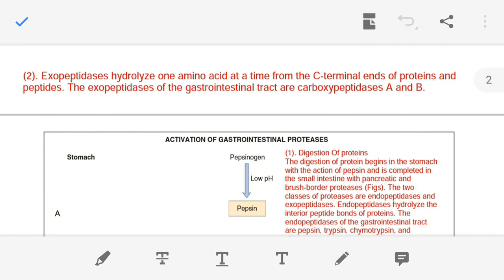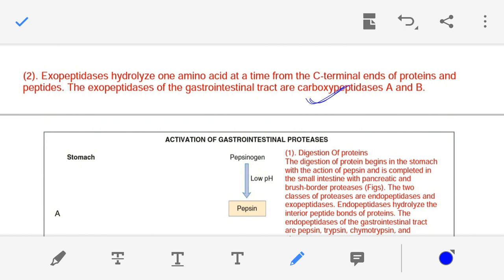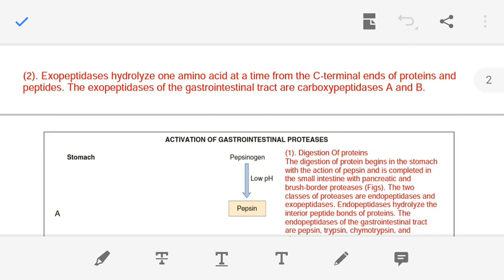C-terminal means carboxylic acid terminal, the COOH group. So from that end, they are removing one amino acid from the protein. So that is the role these two enzymes are playing. And if you remember, I have already delivered the lecture on the pancreatic juice, and in that lecture in detail I have explained the mechanism in which they are working and they are removing this amino acid. So now we are moving on to the third point.